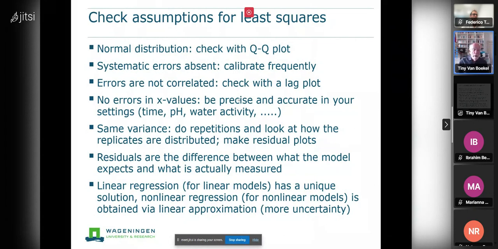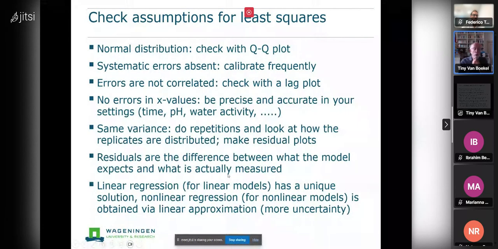Then the sample variance can be done by the residuals. Another thing you have to realize is that if we're going to do regression in the frequentist world, there is a difference between linear and nonlinear regression. The difference is that linear regression has a unique solution mathematically, whereas nonlinear regression really needs approximation methods, which leads to more uncertainty.